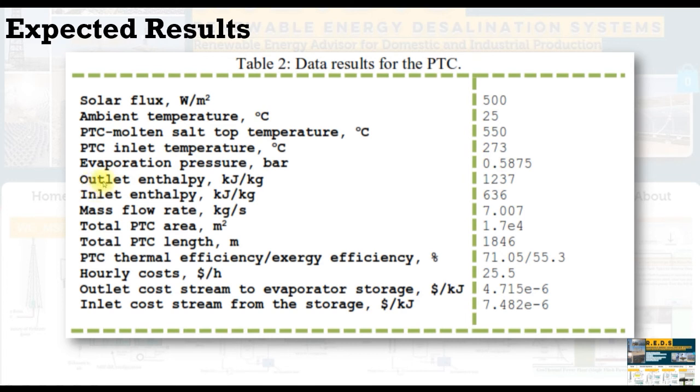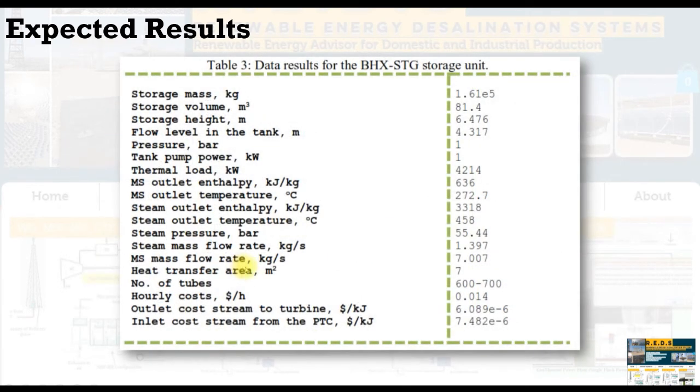This is evaporation pressure, outlet enthalpy. This is for the parabolic trough collector. Mass flow rate around 7. Total area, total length, and so on. For the boiler heat exchanger, we have to watch the storage medium height levels, some design parameters, molten salt enthalpy, outlet temperature going to the parabolic trough collector, steam outlet enthalpy, steam outlet temperature, steam pressure, mass flow rate of the molten salt going through to the parabolic trough collector, number of tubes and exergetic thermoeconomic streams.